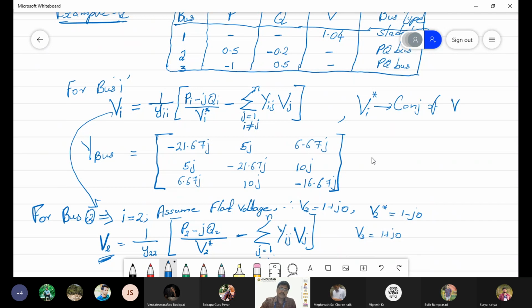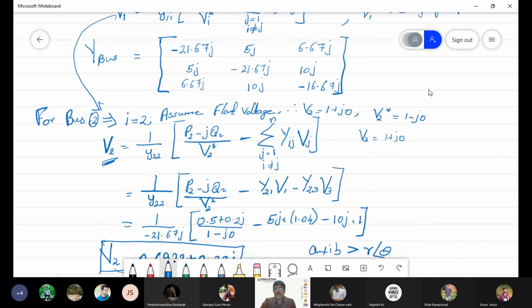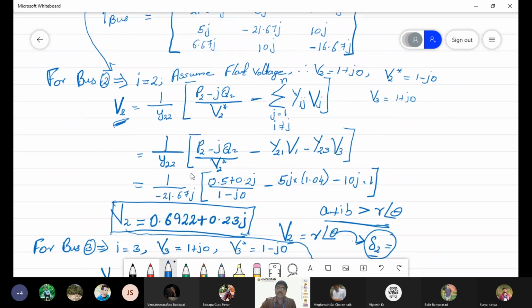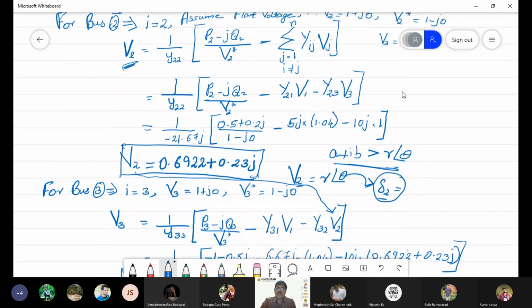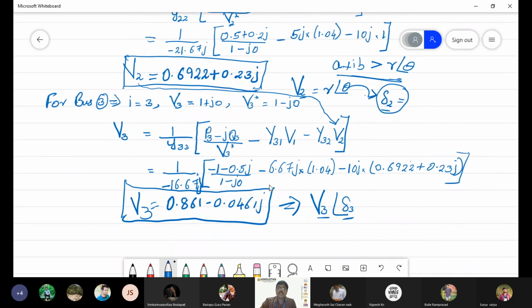The real and reactive powers are given, and we need to find the voltage and phase angle for bus 2 and bus 3. For bus 2 we expanded the formula and substituted P2, Q2 from the table, and the Y values from the Y bus, Y22 and so on. We found the V2 value, and converting into R comma theta, the polar form, we can get the value of delta 2. In a similar manner you need to do it for V3 and get the value, right?